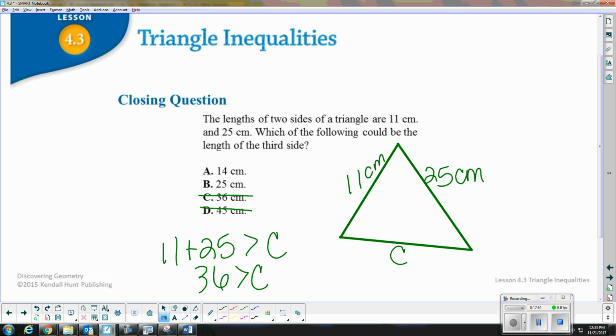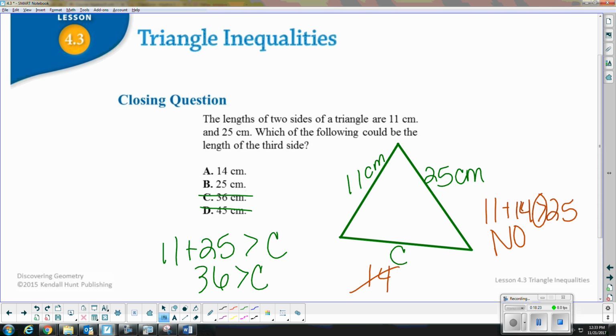So let's say, we'll just start with A because that's first. If this is 14, then 11 plus 14 has to be greater than 25. Is that true? No. It is not greater than, it is equal to 25. So this cannot be 14.